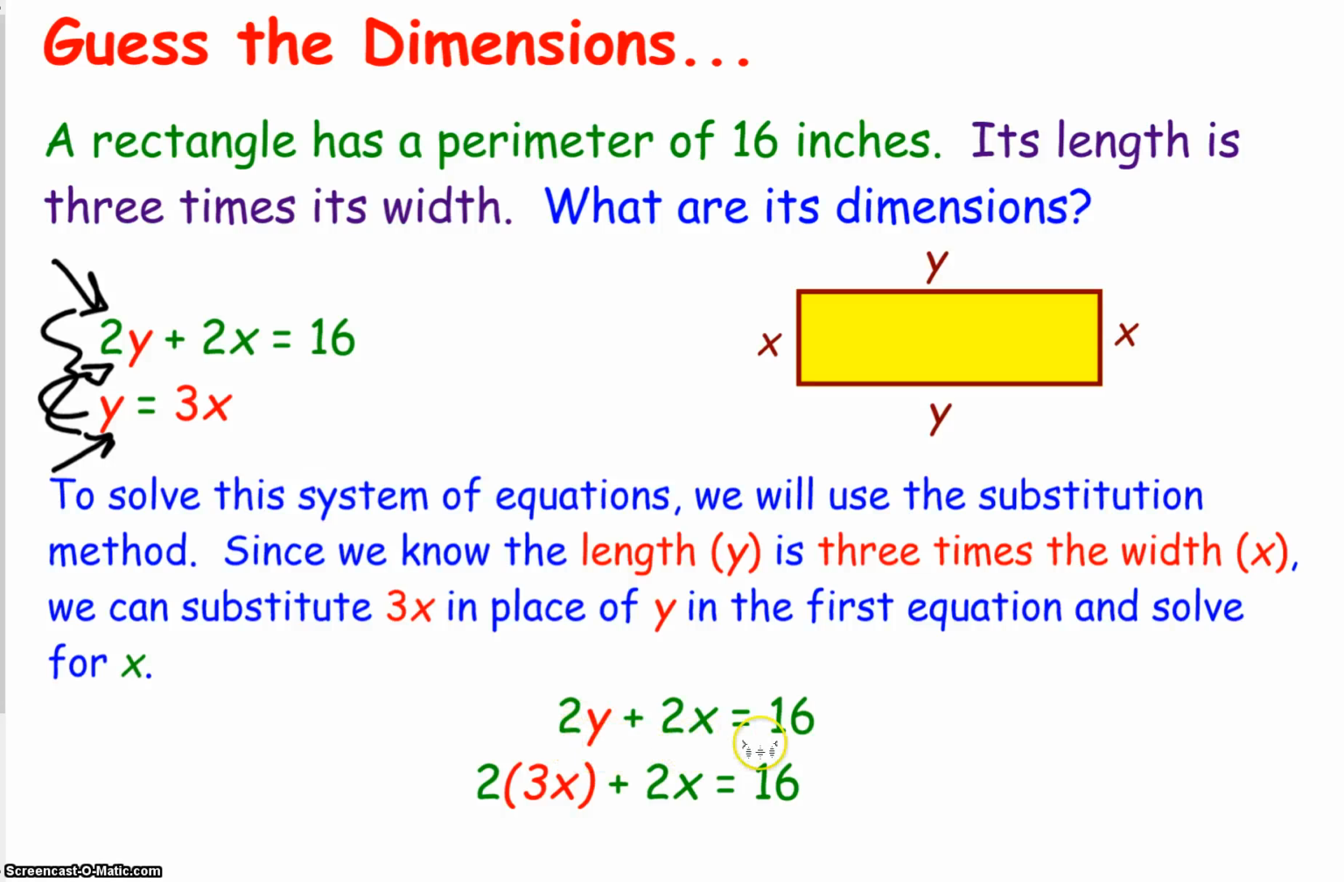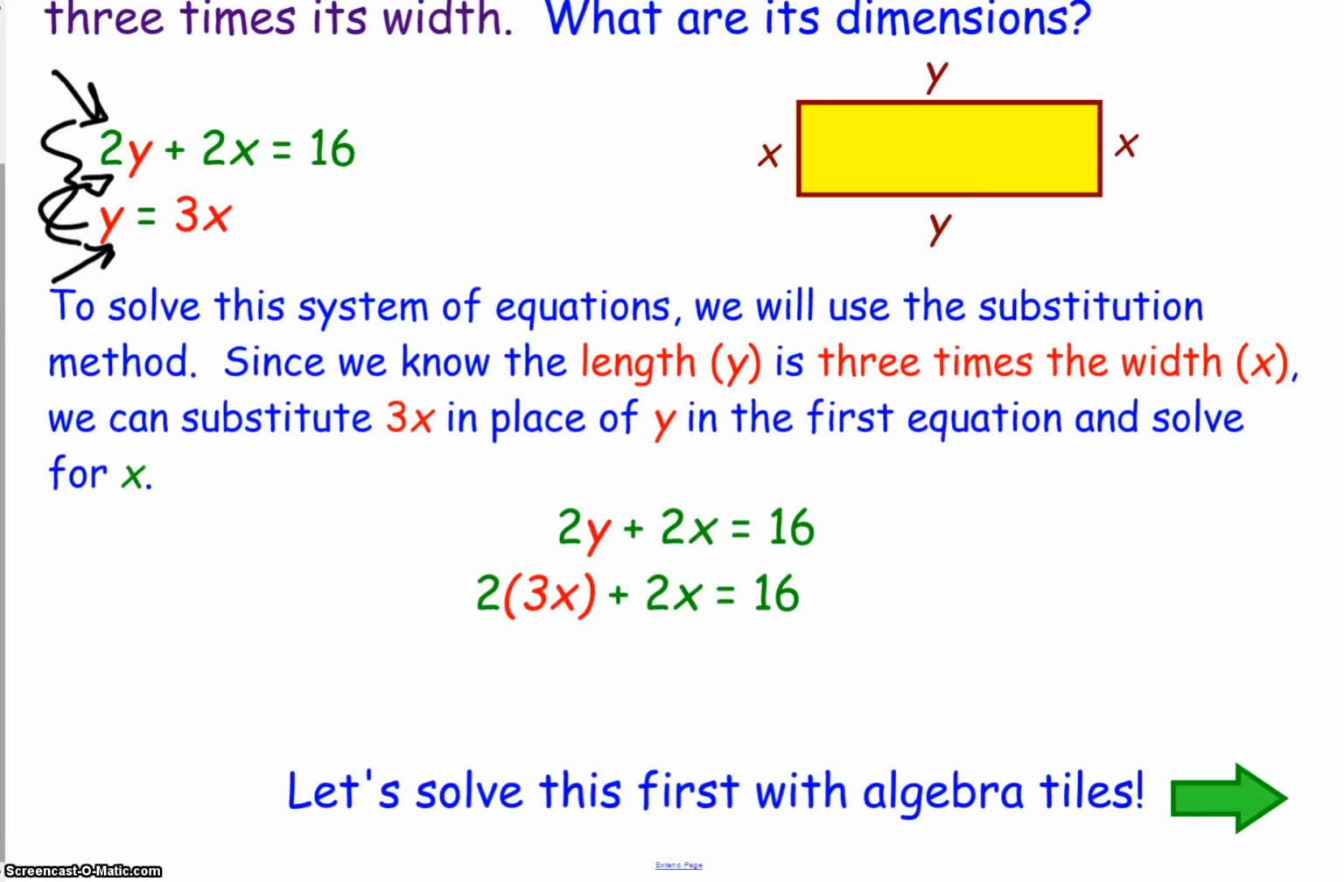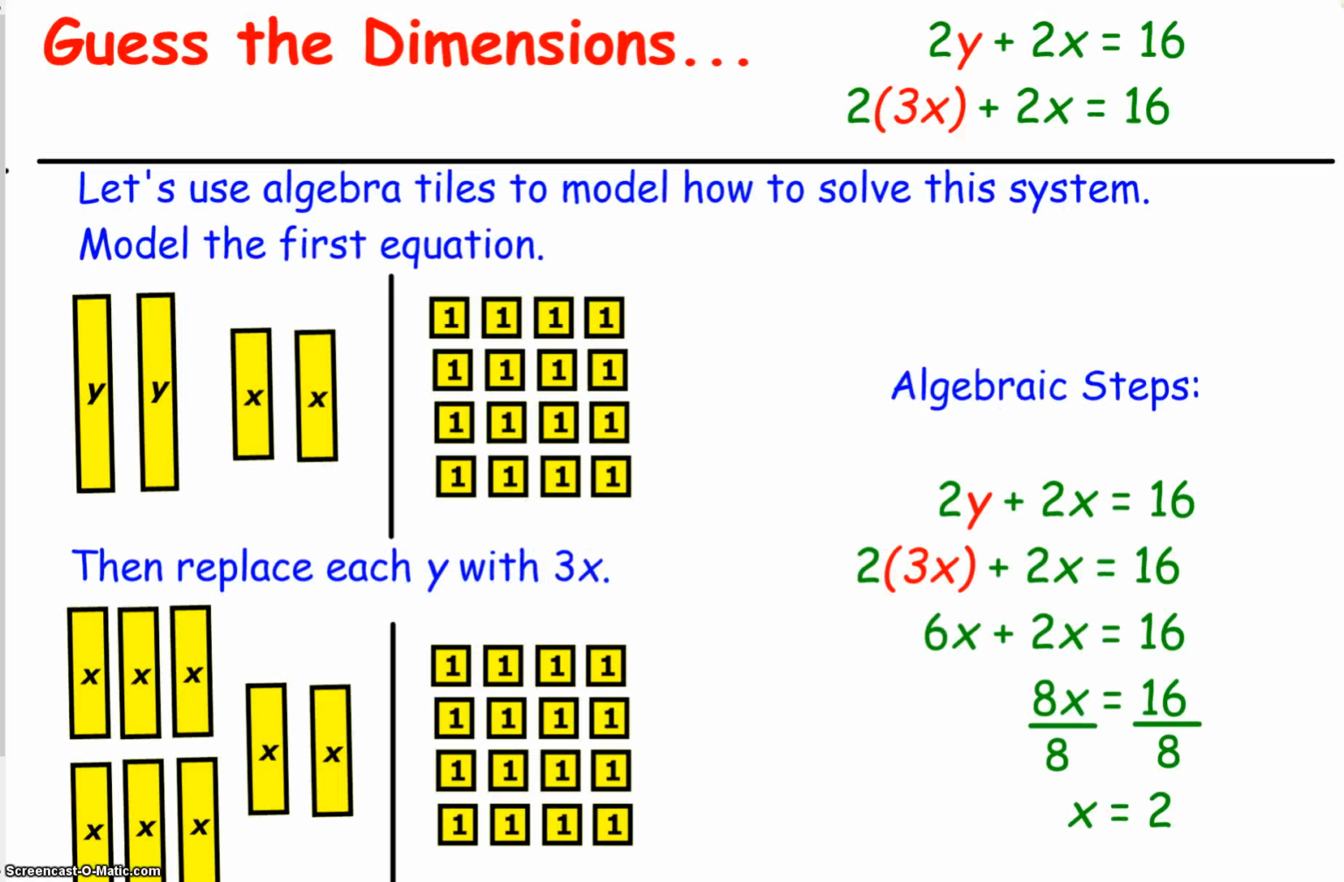2y plus 2x equals 16. But notice what I plugged in for this y. Y equals 3x, so I know that I can interchange those however many times I want. So 2 times 3x plus 2x equals 16. Now, it's going to want us to solve it with algebra tiles, and that's fine if you want to. I want to skip that part, but if you want to, I'll explain it.